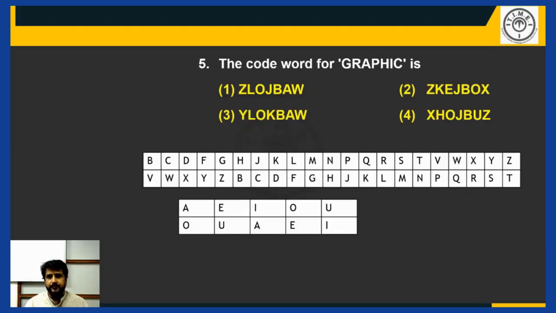Right? Now move to the next question. The code word for graphic. So word is given. They are asking us to find the code. What is the code for G, Z? How many options are with Z? Only 2 options. Third one and fourth one are ruled out. Next. What is the code for R? L. Z, L. So only first option is available. So your answer is first option. That's it. In the exam you don't need to check further. That is absolutely time waste. Okay. Now move to the next set.